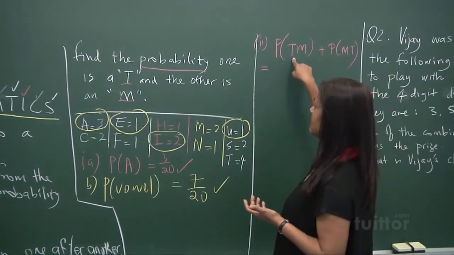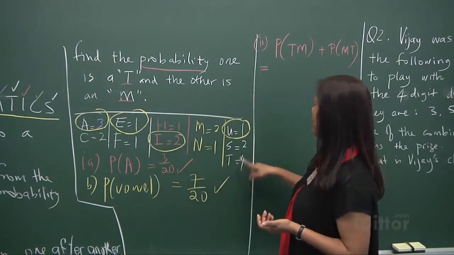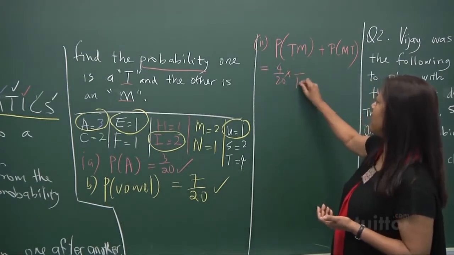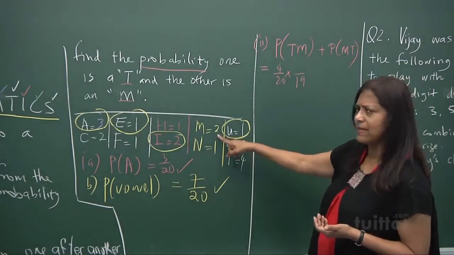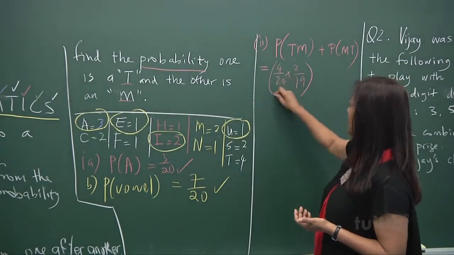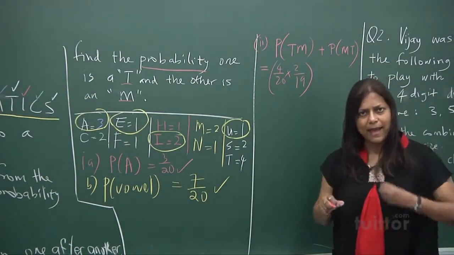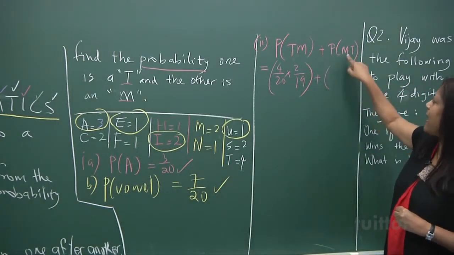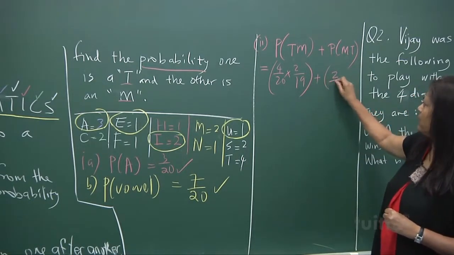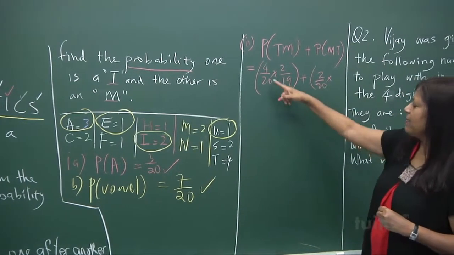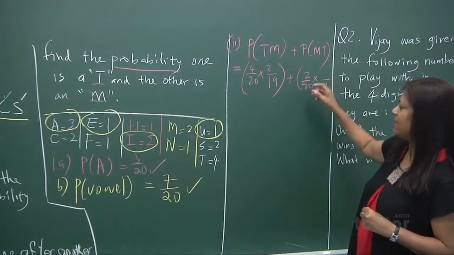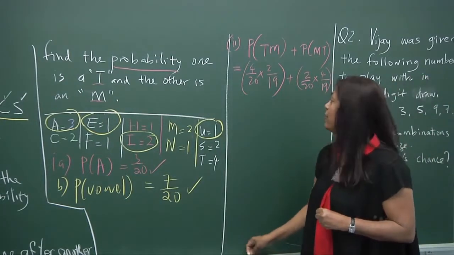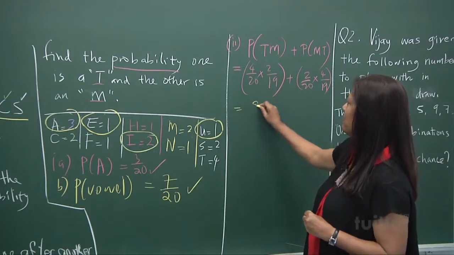So if the first chance is a T, how many T's do we have? 4 out of 20. And the next one, there will be 19 alphabets left. And how many M's are there then? 2. So this is one way. It's a T followed by an M. Or an M followed by a T. How many M's? 2 out of 20. And a T, there will be now 19 letters left. And a T, there are 4 of them. So my dear, we've got 4 times 2, 8.